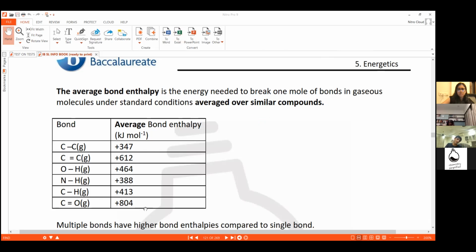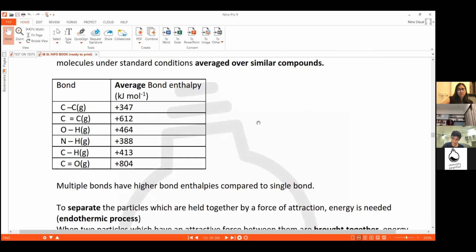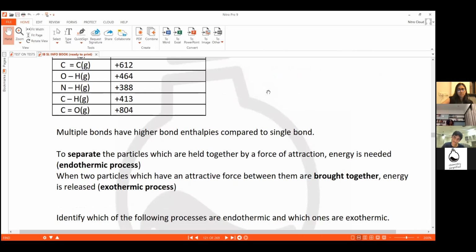Hope everybody is okay about this. I'm going ahead. In the definition, please take care to notice whether the word average is there or not. These are the average bond enthalpies of those bonds. So now, how and where do I use this? IGCSE students, we have already done this in the 10th grade. This is again used to find the enthalpy change of a reaction.